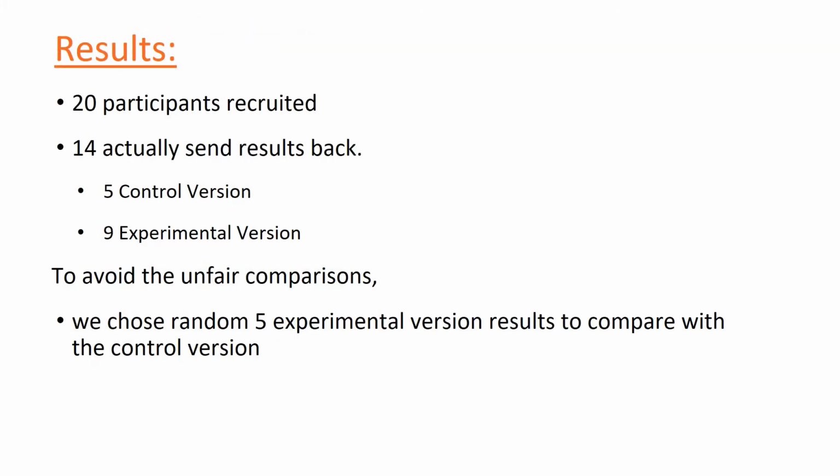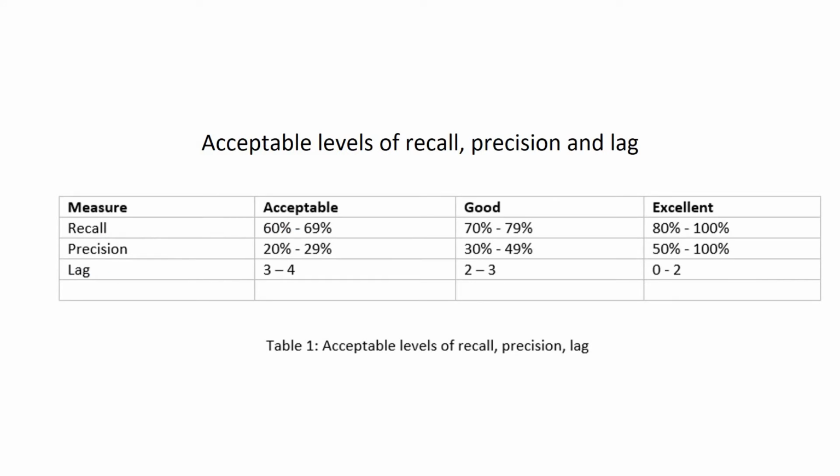So total results: we had 20 participants, but only 14 of them actually sent back the results. 5 of them were the control version, 9 were the experimental version, and to avoid unfair comparisons, I went online, generated random numbers, and chose 5 experimental version people out of that to compare with the control version. So these are the measures that we'll be comparing, and this is the table that shows what percentage of the values or numbers are acceptable, good, or excellent.